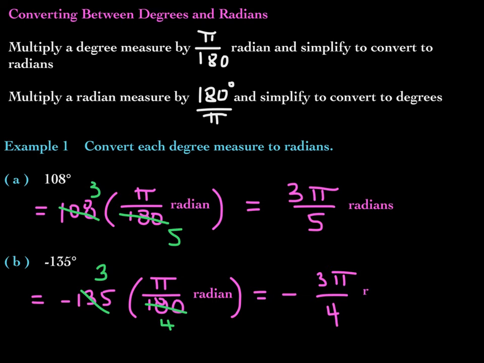Don't ever forget the units here. So this is in terms of radians, okay? So negative 135 degrees is equivalent to negative 3 pi over 4 radians. Let's do one more.